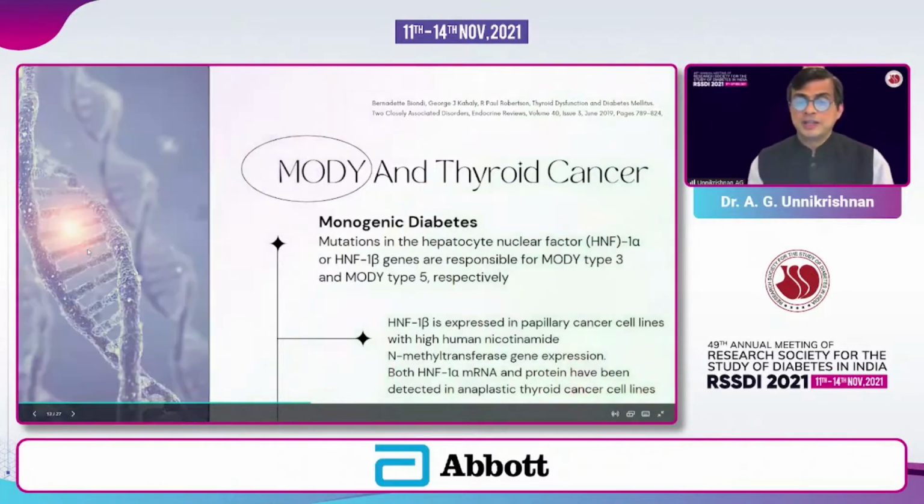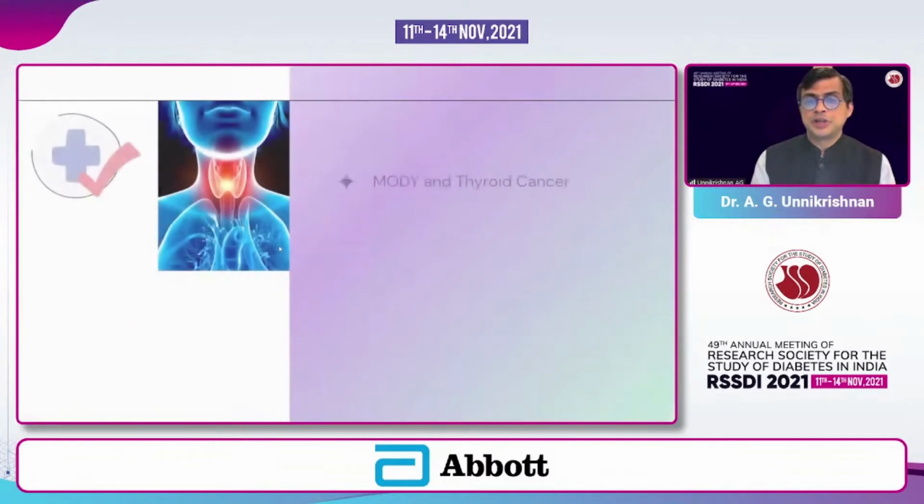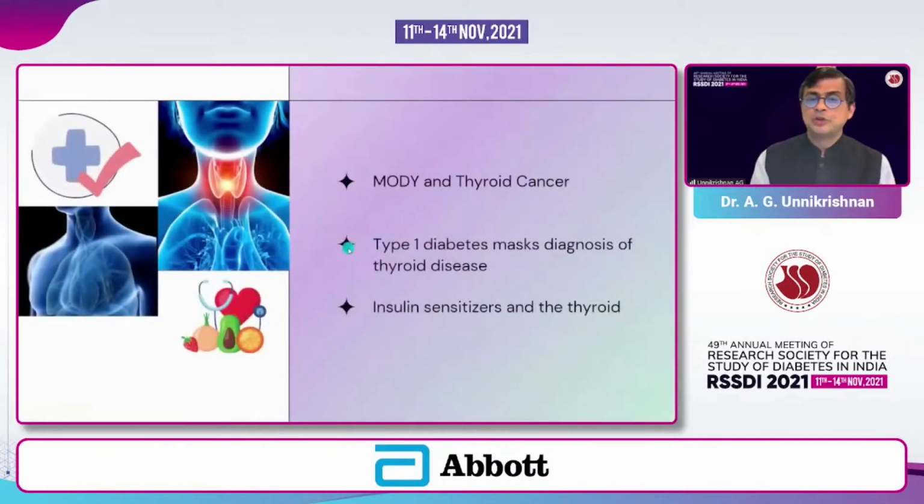Now, there is no need to worry or panic about this because this is a very preliminary finding and is in the basic science domain. This just says that we should do more research on HNF1 alpha and HNF1 beta in the thyroid cancer cell line so that you can individualize molecular and targeted therapy for thyroid cancer. These are new ideas and they do not have any clinical relevance at present, but something exciting which researchers in the lab are working on, I thought I will share with you. So after this, I'm going to talk about type 1 diabetes masking the diagnosis of thyroid disease.